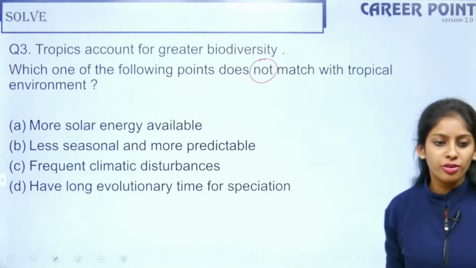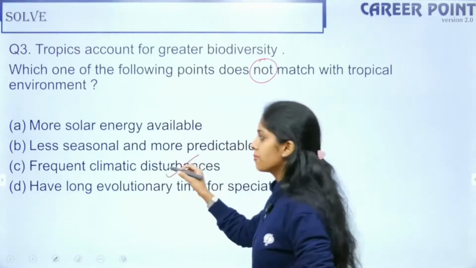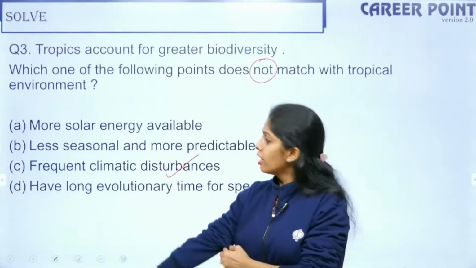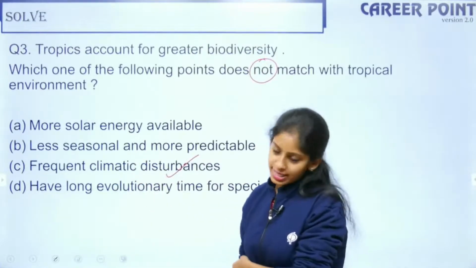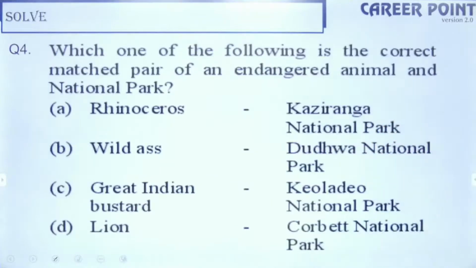Yes, tropics account for greater biodiversity. Yes, perfect, Raghuram. It is frequent climatic disturbances. No, they are less seasonal. So you do not have more disturbances, right? So it is frequent climatic disturbance. Yes, absolutely right, Antonia B. Okay, so this is a figure.